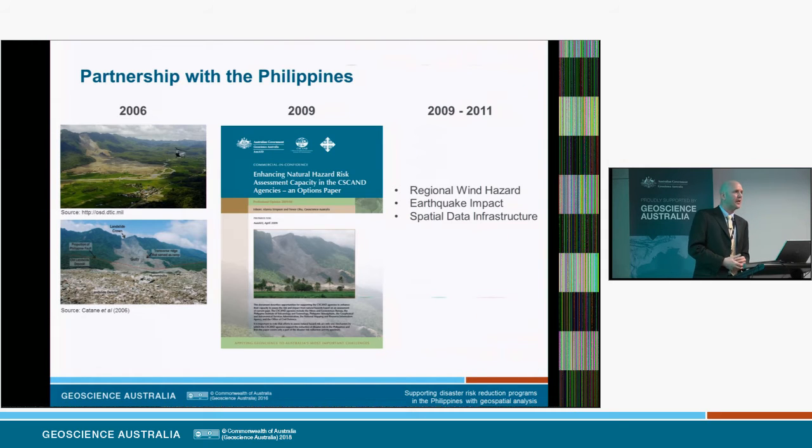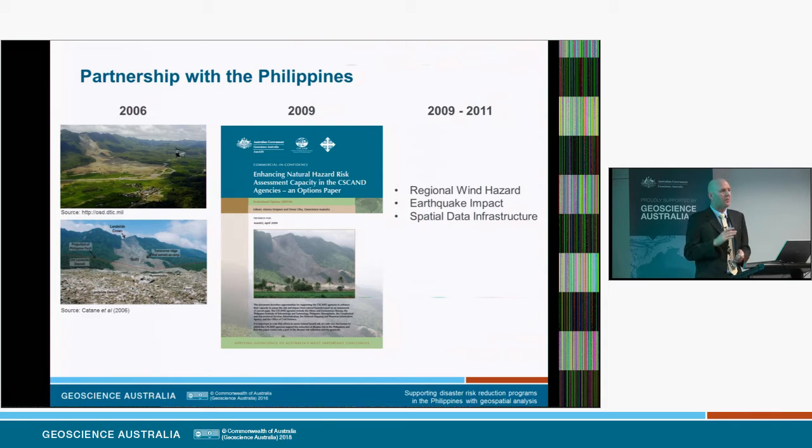And so due to its tectonic setting and its location in the tropics, the Philippines is prone to a variety of hazards. And coupled with the high population and recent economic growth, it consistently rates as one of the highest at-risk countries in the world. And in 2006, the former AusAid supported GA to assist the government of the Philippines in the response to a fairly major landslide that killed over 1,000 people.